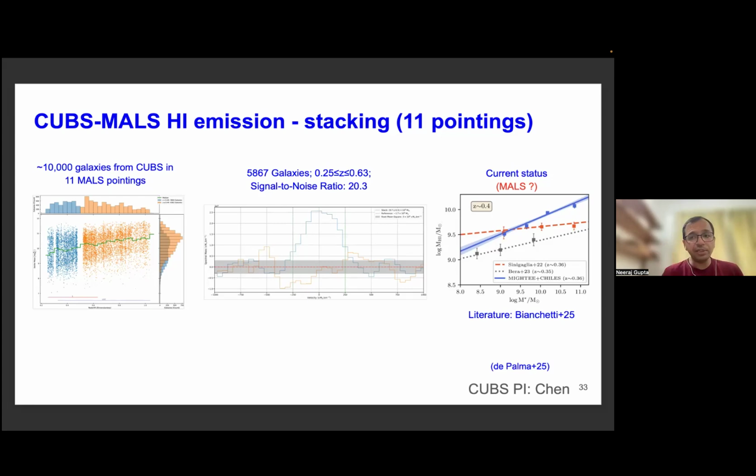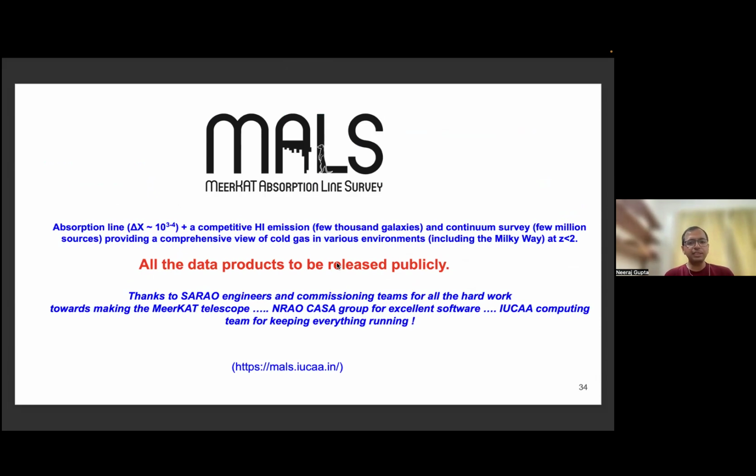So here we have an independent measure, a detection from MALS itself, of galaxies at a redshift of 0.4. So you can see, combining this with absorption, we can now actually infer the budget of cold gas in and around galaxies that I was talking about. So this is nearing my concluding slide.